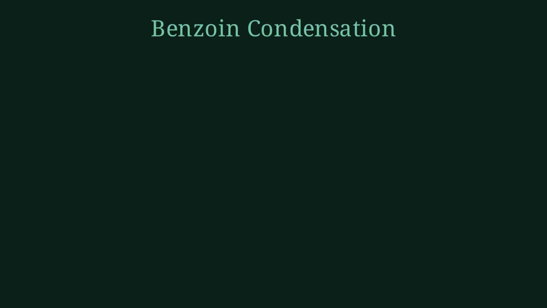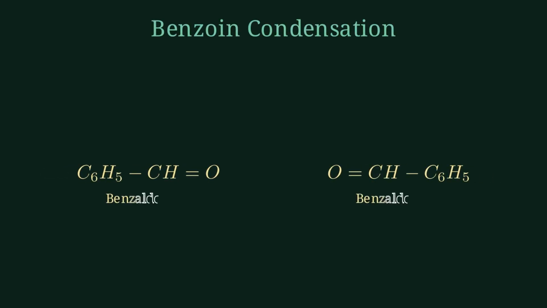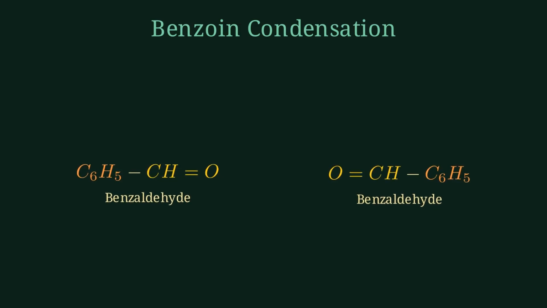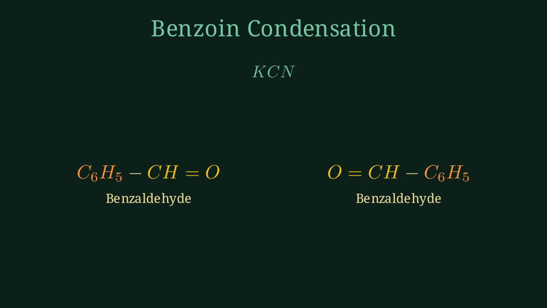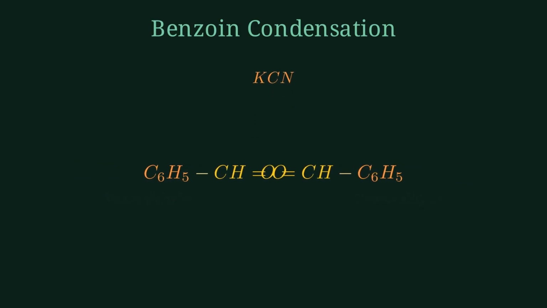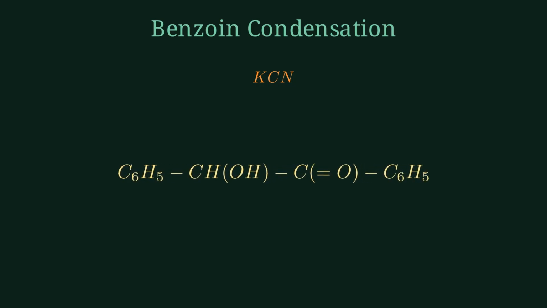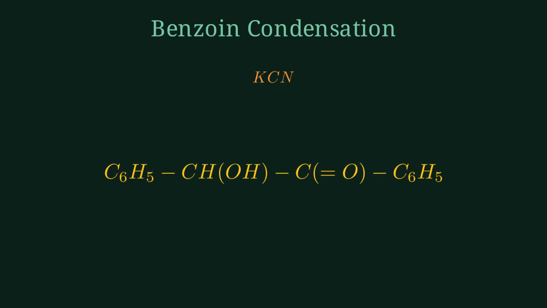Imagine you have two identical molecules of benzaldehyde. On their own, they are relatively simple structures, just a benzene ring attached to a carbonyl group. They'd happily float past each other in a flask forever. But if we add a tiny amount of potassium cyanide, something remarkable happens. These two identical building blocks suddenly snap together, creating a beautiful, larger molecule called benzoin.